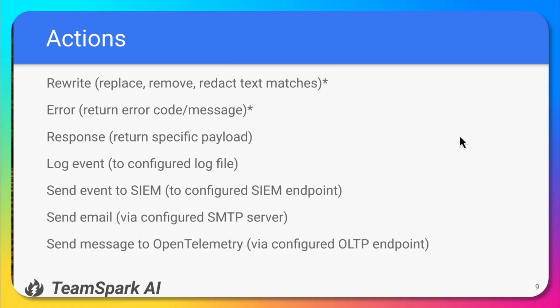So this is our package of near-term things that we're working on in terms of new conditions to add. And then on the action side, we have our rewrite action, which is what used to be the only type of action we supported, mainly oriented around modifying the text that was matched in the text matcher. So things like replacing, removing, and redacting text matches. We also now have an error return code action, which we use in our server pinning policy. And in the near term, we have the response action, where you can craft a specific payload response to some conditions being met, logging events to a configured log file, sending events to a SIEM, sending email, forwarding to OpenTelemetry, and you can imagine a bunch of those kinds of integrations. They're all super easy to do, so I imagine we'll build those out quickly as there is demand.